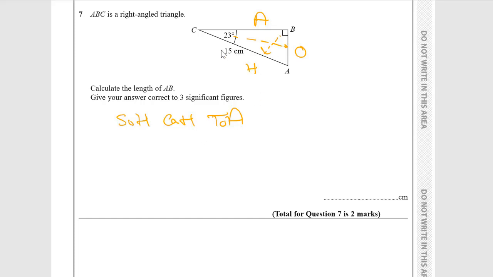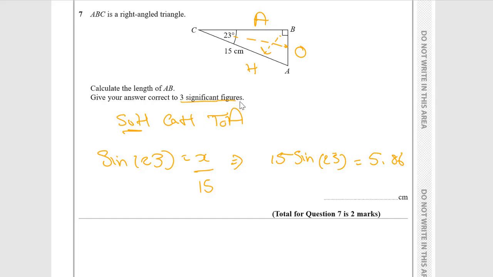So what do we want? We want to find AB. So we want the opposite, and we have the hypotenuse. So we're going to use this one here. So we say sine, what's the angle? 23 equals x over 15. So remember, it's going to be the opposite over the hypotenuse. So then we just rearrange. So 15 sine 23. We use our calculator to give us 5.86 centimeters to 3 significant figures.